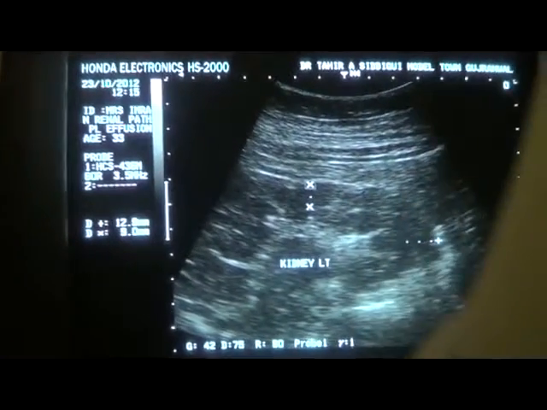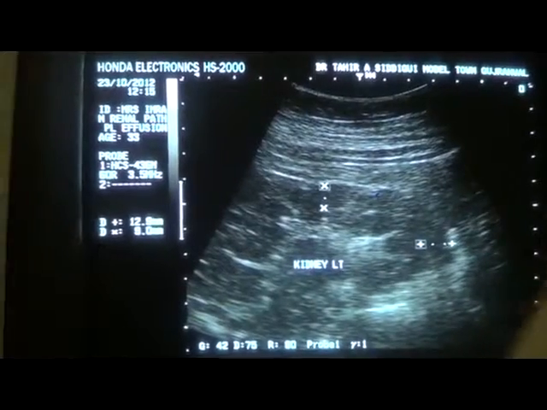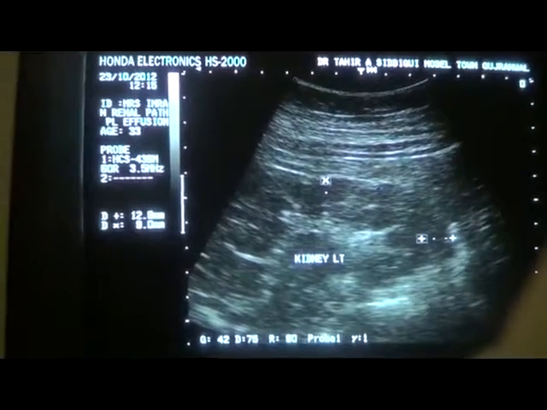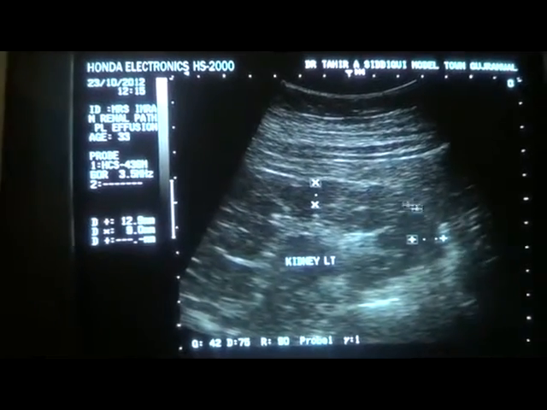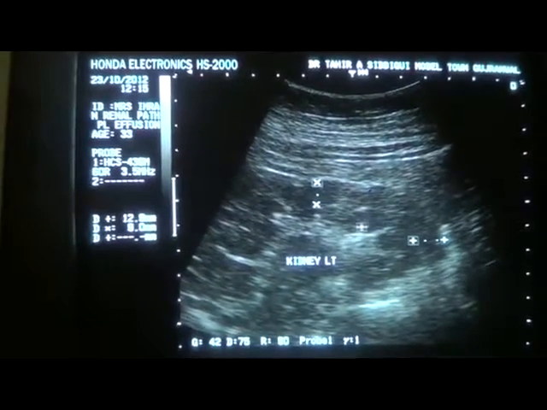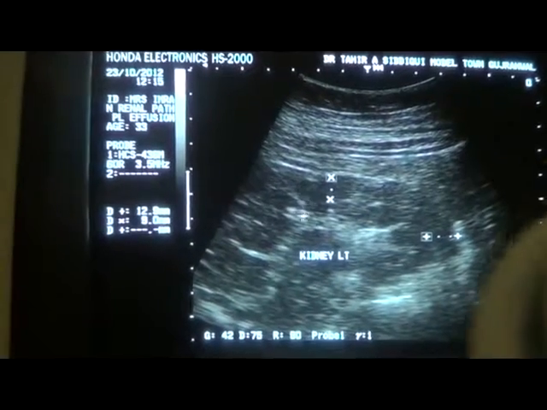Rest of the kidney, and you can see there is loss of corticomedullary differentiation. The medullae are not visible. These are the cystic areas. These are all cysts.